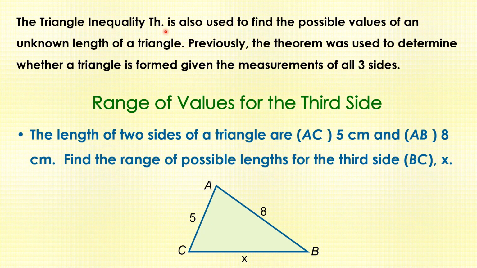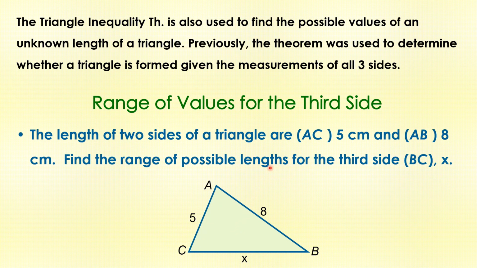The triangle inequality theorem is also used to find the possible values of an unknown length of a triangle. Previously, the theorem was used to determine whether a triangle is formed given the measurements of all three sides. So what if we have an unknown side? What will be the possible value? So we use the triangle inequality theorem.